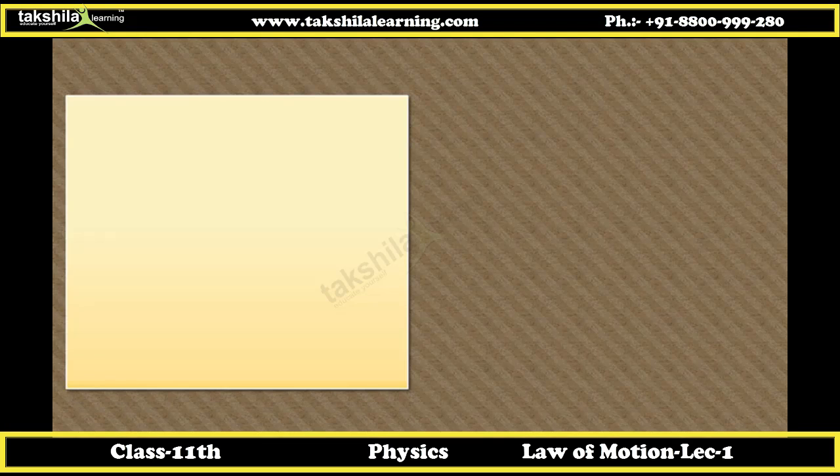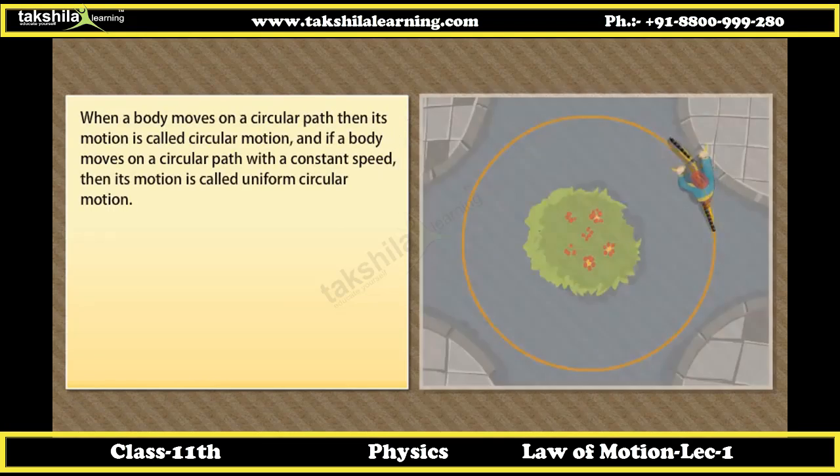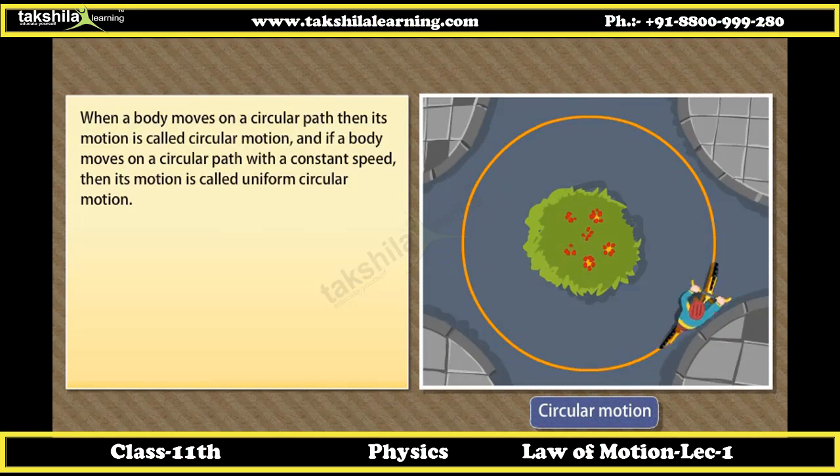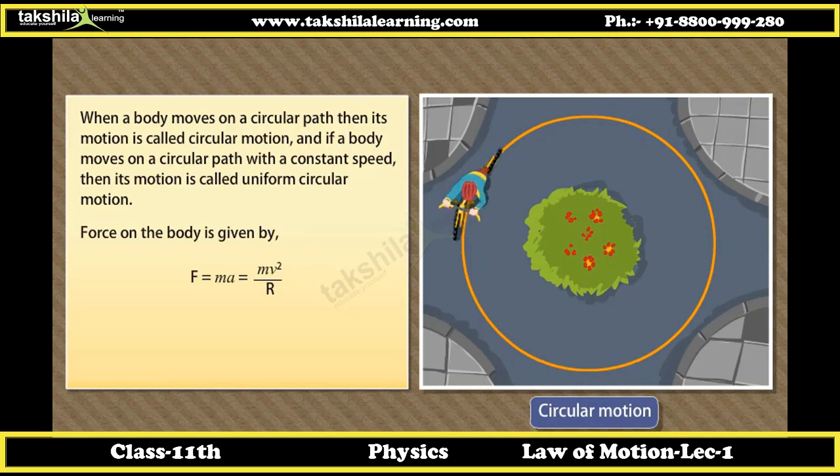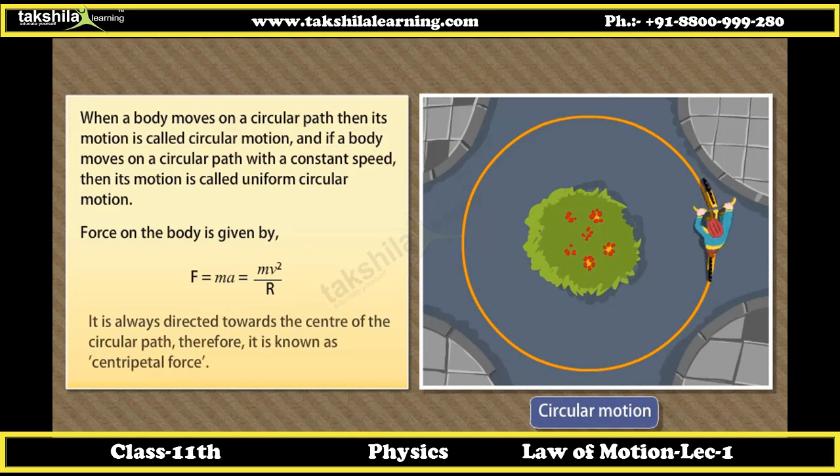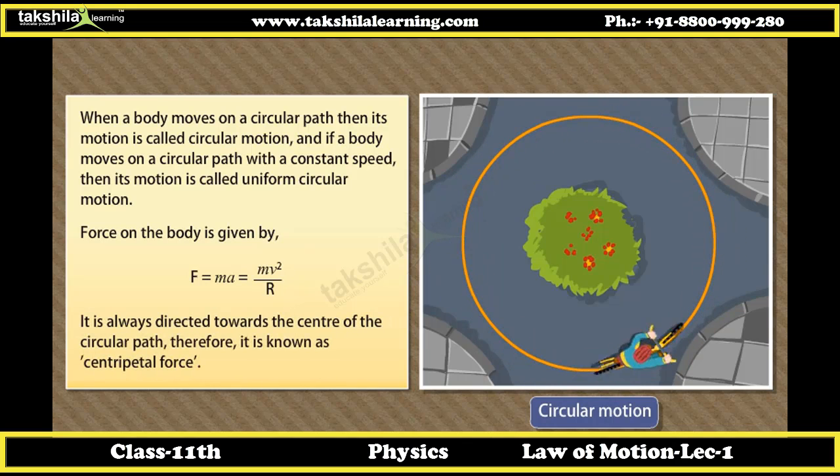Circular motion. When a body moves on a circular path, then its motion is called circular motion. And if a body moves on a circular path with a constant speed, then its motion is called uniform circular motion. The force on the body is given by F = ma = mv²/r. It is always directed towards the center of the circular path. Therefore, it is known as centripetal force.